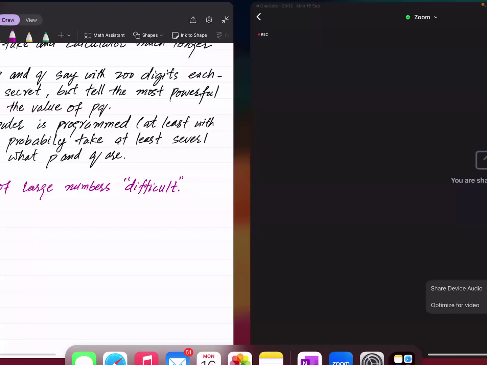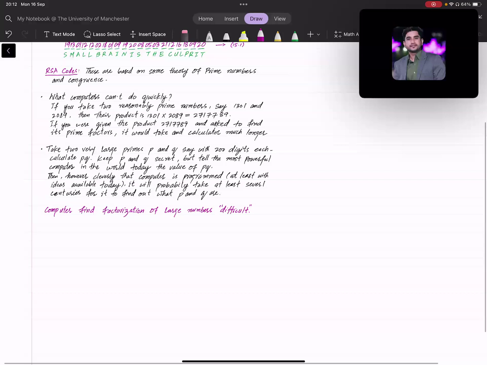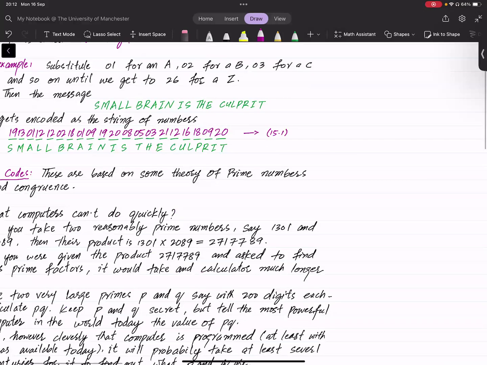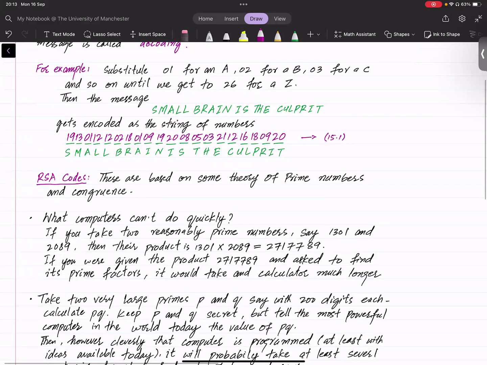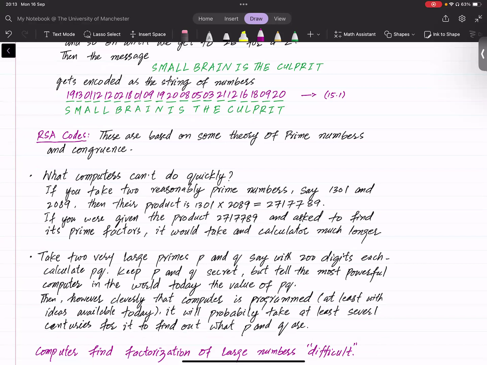So in the previous lecture, we explained that we are doing secret codes, chapter number 15. The process of converting a message into a string of numbers or letters according to some rule that only the sender and the recipient know is called encoding, and the process by which the message converts back to the original one is decoding. For example, we set a rule that we substitute 01 for A, 02 for B, 03 for C, and so on to 26 for Z. And then we wrote a message and converted it into the code.